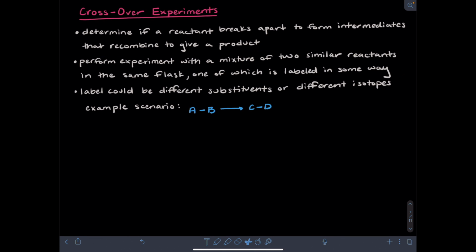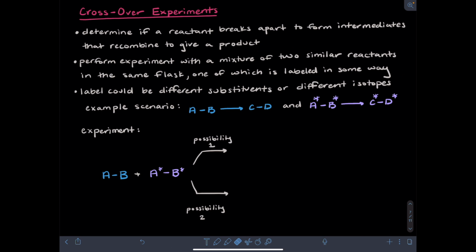As an example scenario, let's consider we had a molecule with a bond between A and B, and our product is CD. And let's consider a reaction of A star B star. Let's assume this forms C star D star. So, in your crossover experiment, you would have both AB and A star B star present in the same flask. There are two possibilities for the types of products that could form.